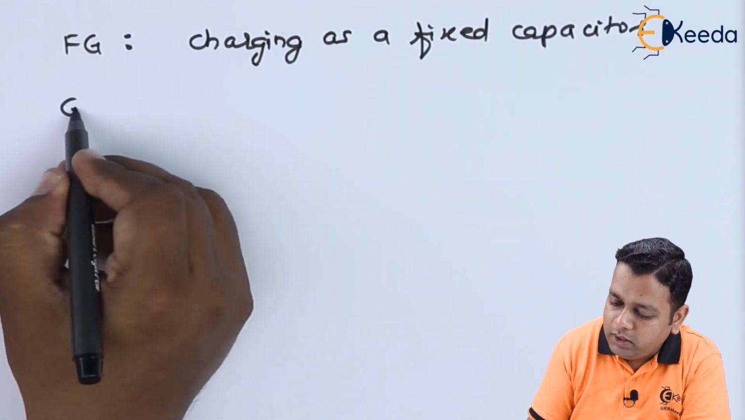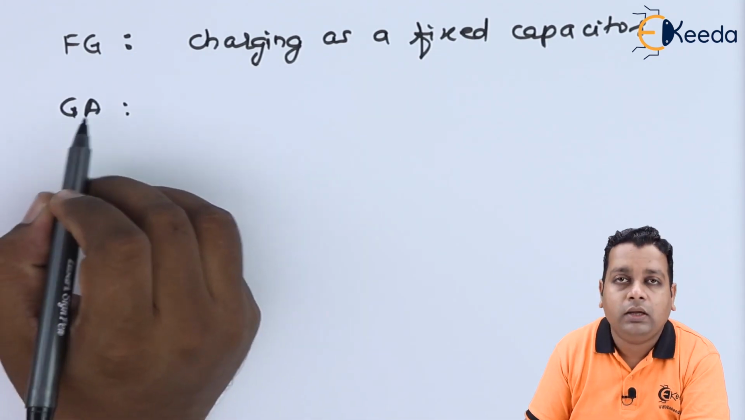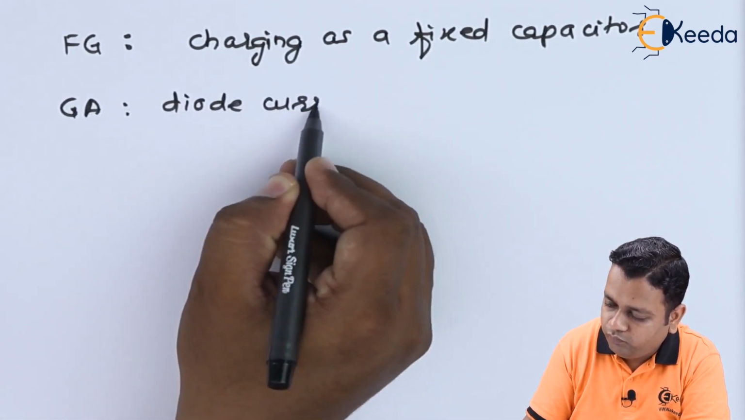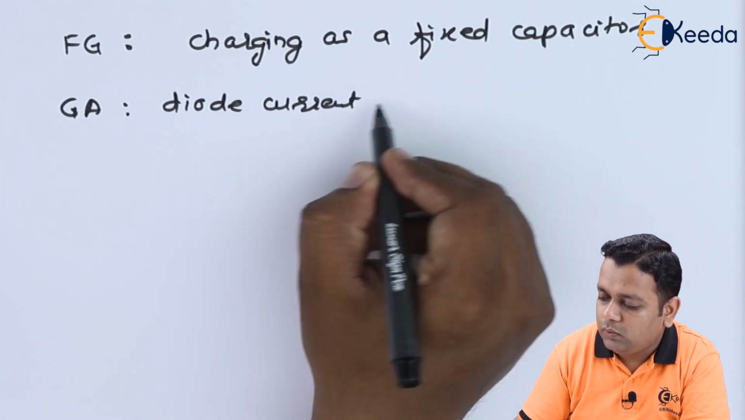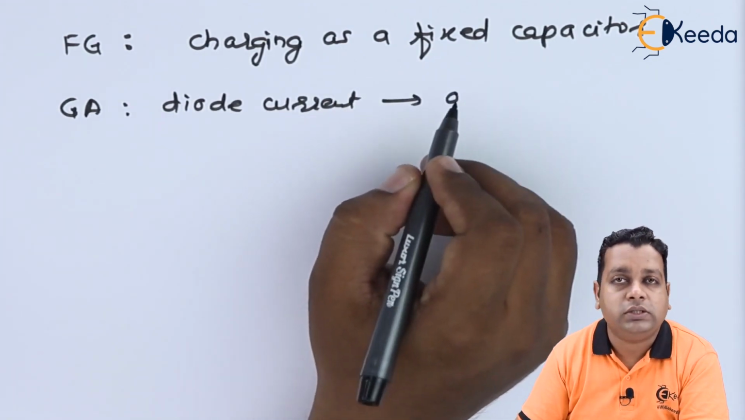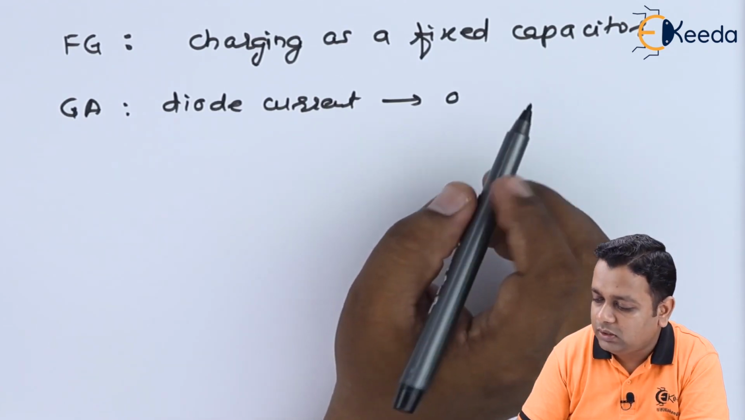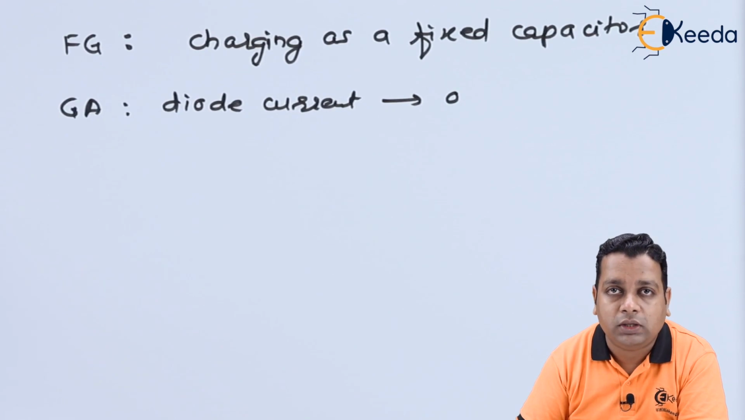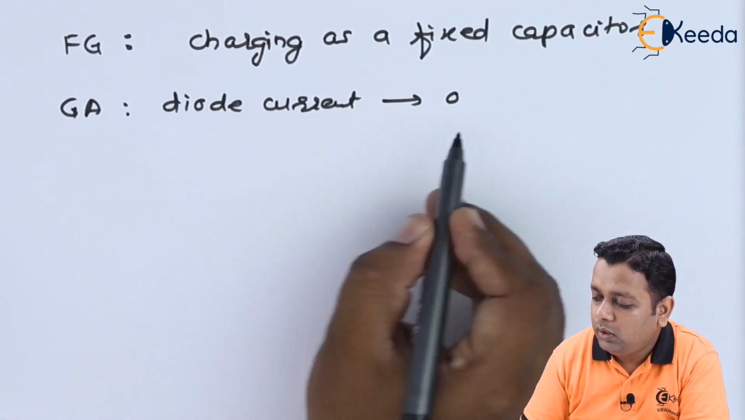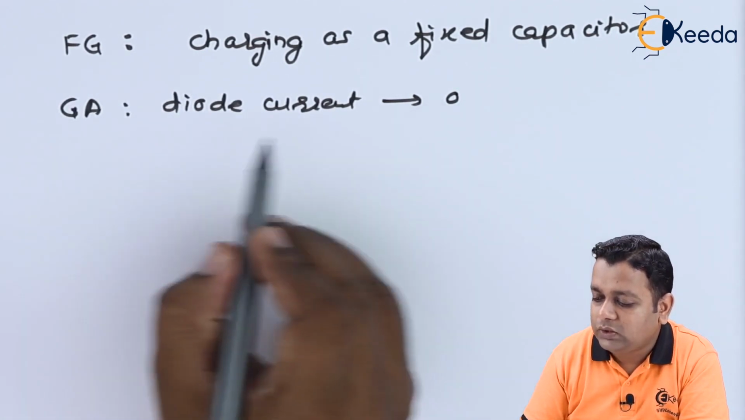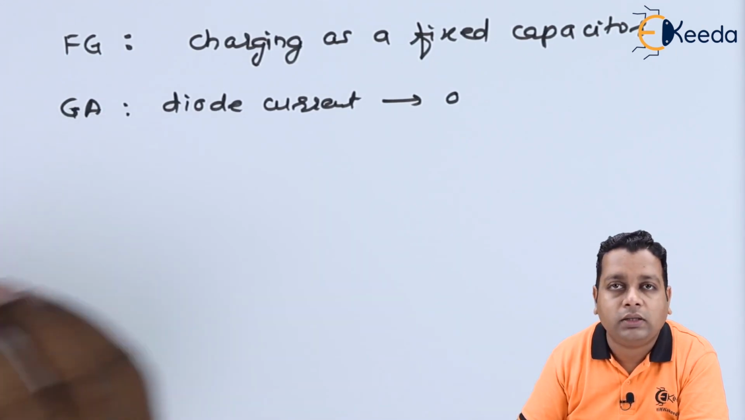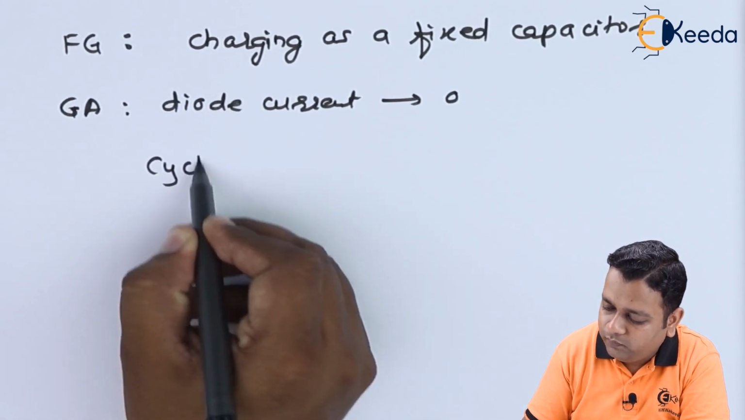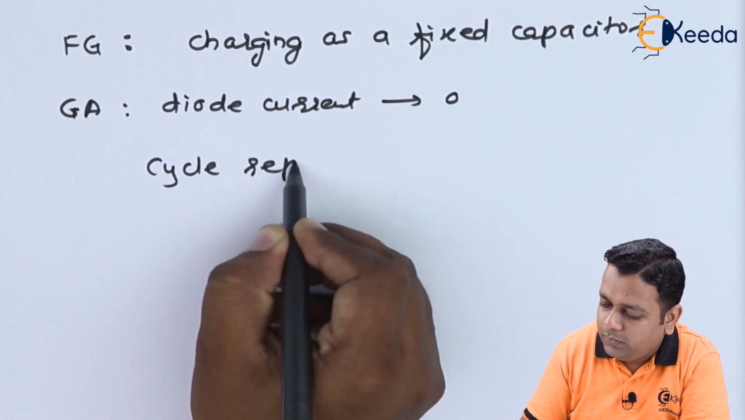and from point G to point A, the diode current will go to zero for the fixed capacitor for the half period of the transit time that we have shown inside the diagram here, whereas the voltage will be maintained at the point A here, and this particular cycle will be repeated further.